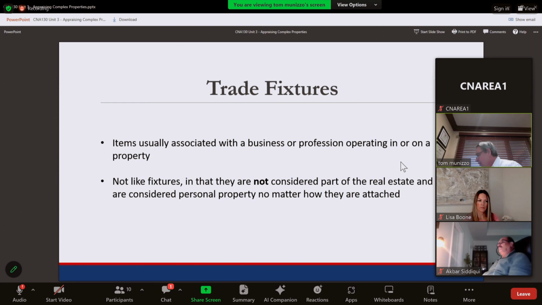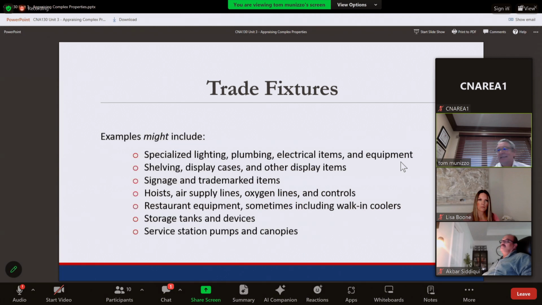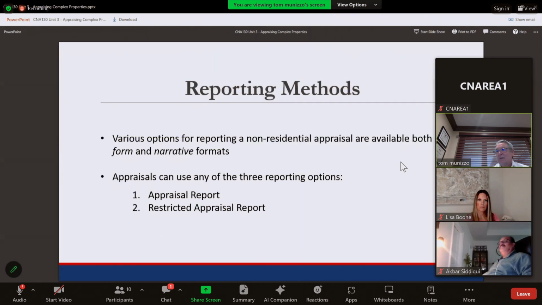Trade fixtures are usually associated with a business or a profession operating in or on the property. Unlike fixtures, they are not considered part of the real estate and are considered personal property no matter how they are attached. Examples: lighting, plumbing, shelving, signage, air supply lines, restaurant equipment, storage tanks, and pumps and canopies at a gas station. So, any questions so far about gross leasable area and gross building area?